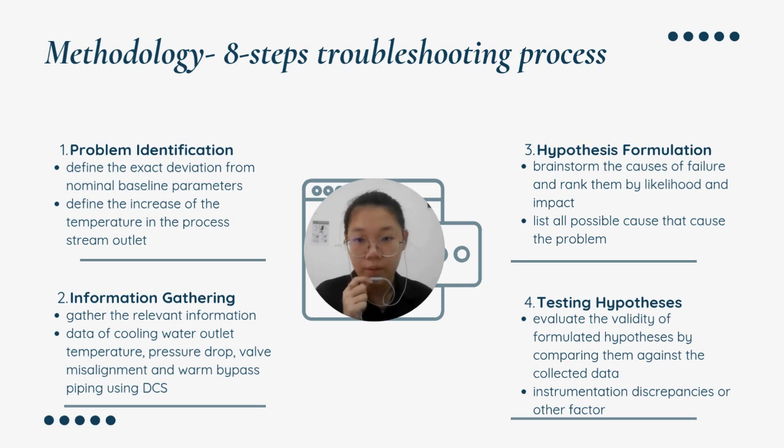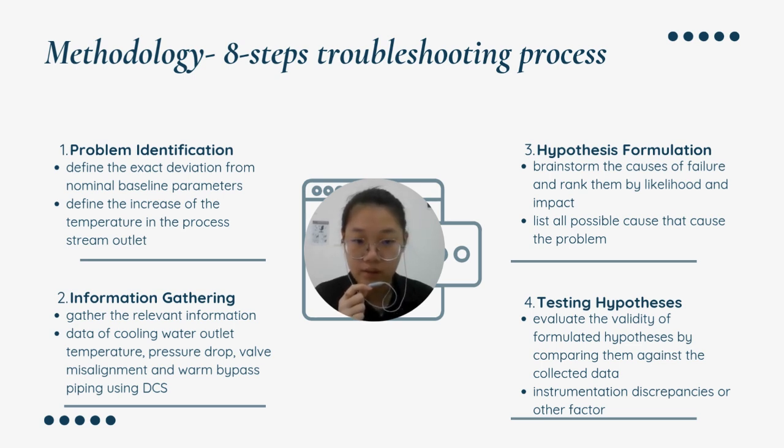So next, I will proceed with the methodology, the eight-step troubleshooting process. So the first one is the problem identification, where we define the exact deviation from the nominal baseline parameter and define the increase of the temperature in the process stream outlet. So the second one is information gathering. We will gather the relevant information such as the data of cooling water outlet temperature, pressure drop, and flow misalignment. The third one is the hypothesis formulation. So we will list all of the possible causes of the problem.